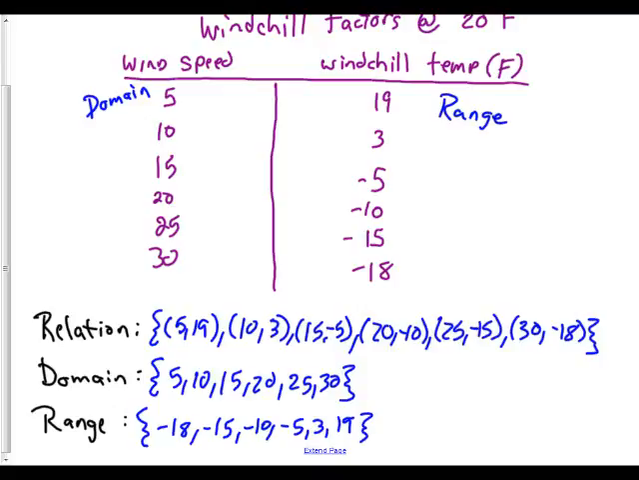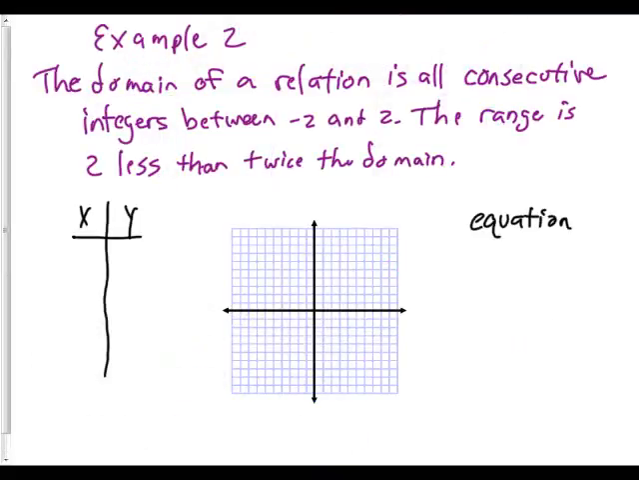Now notice I have listed these numbers in ascending order, which means smallest to largest. Typically when you are writing domain and range, that is how you will write set notation: ascending order, so the smallest number on the left, largest number on the right. So that would be relation, domain, and range. Let's look at another example.